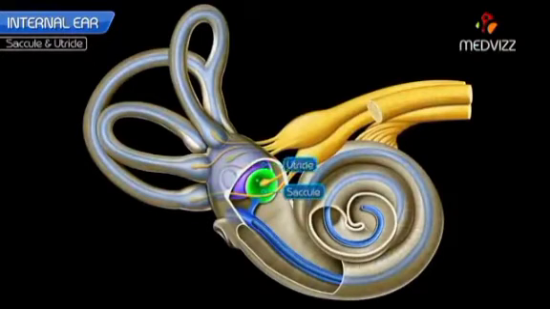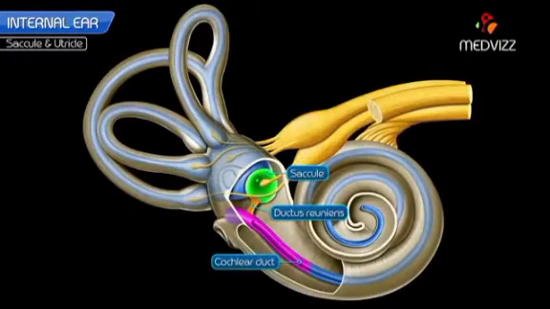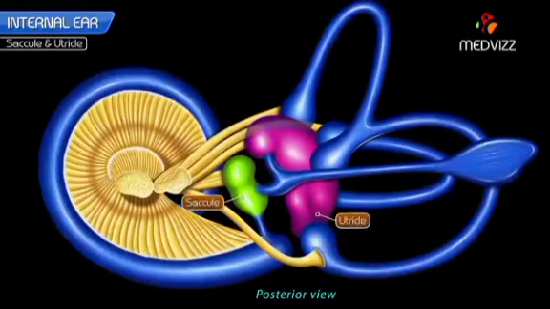Saccule and utricle. The saccule is a small globular membranous sac which lies in the anterior-inferior part of the vestibule. The utricle is an oblong membranous sac and is larger than the saccule. It lies in the posterior superior part of the vestibule. The saccule is connected anteriorly to the basal turn of the cochlear duct by the ductus reuniens and posteriorly with the utricle by a Y-shaped utriculosaccular duct.